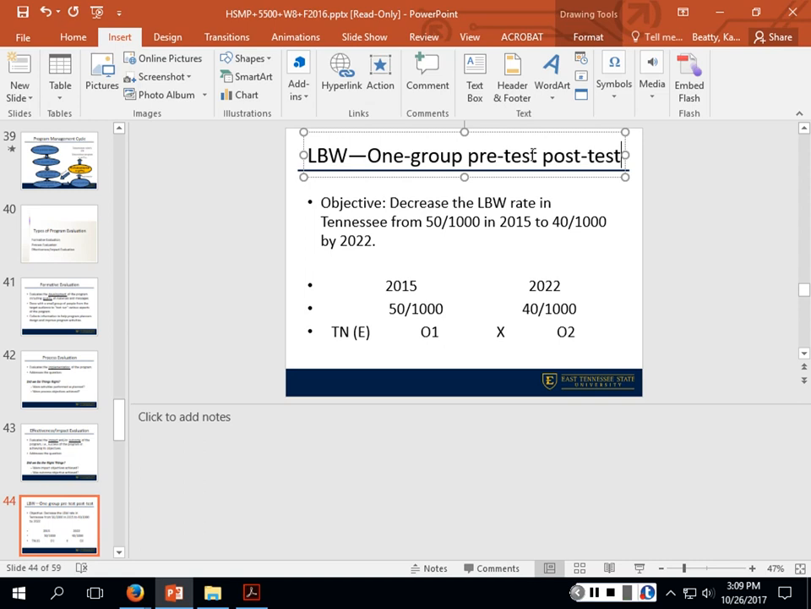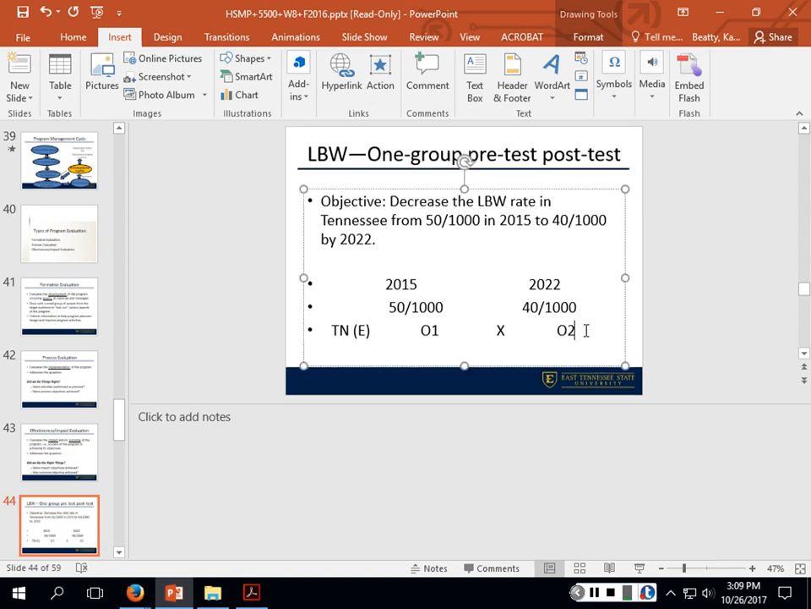Okay? So how can we account for that? How can we improve on this design? Control in place, a randomization. By including a comparison group or by randomization. Okay? Is randomization possible in this case if our target population is the whole state?